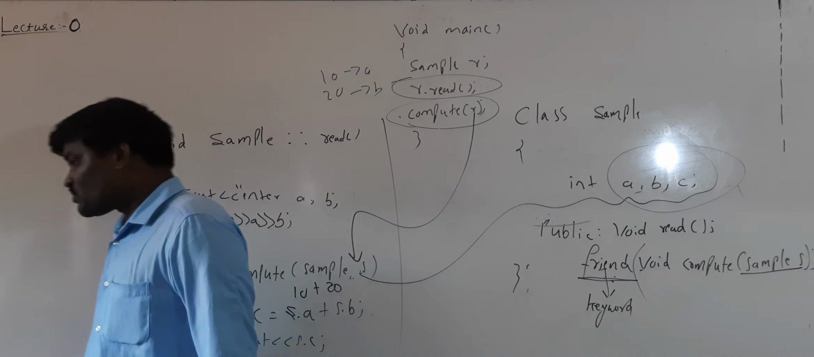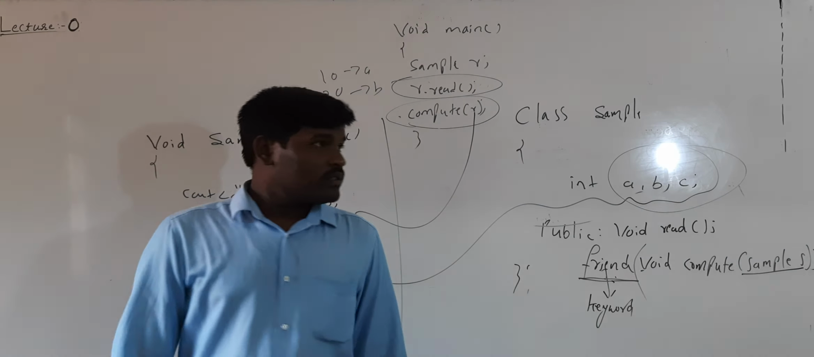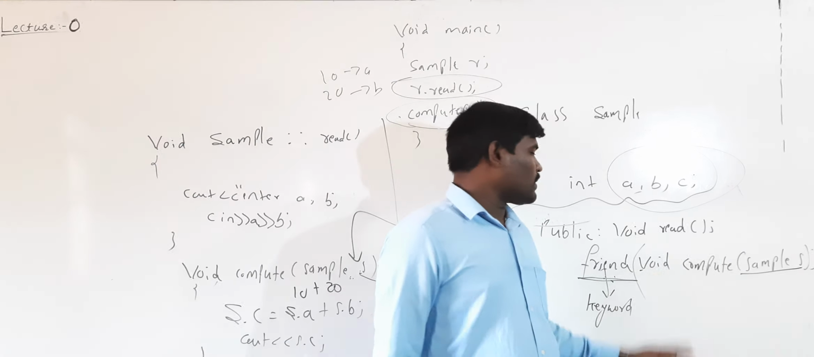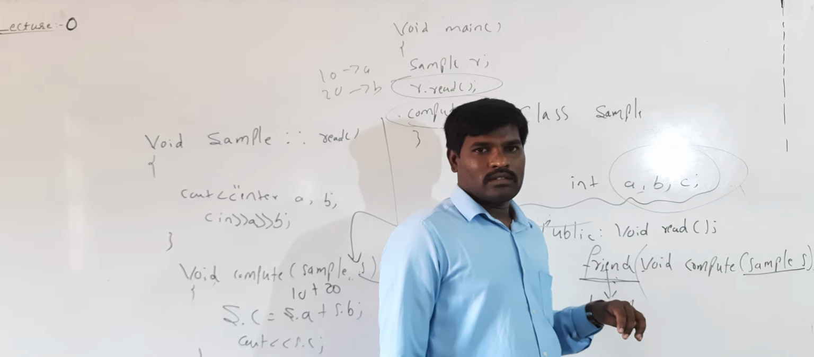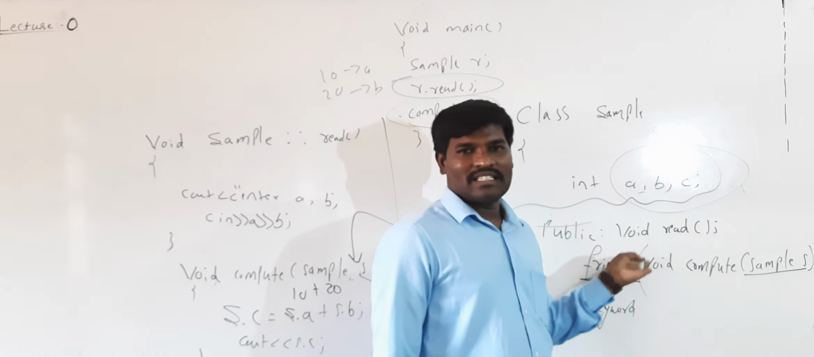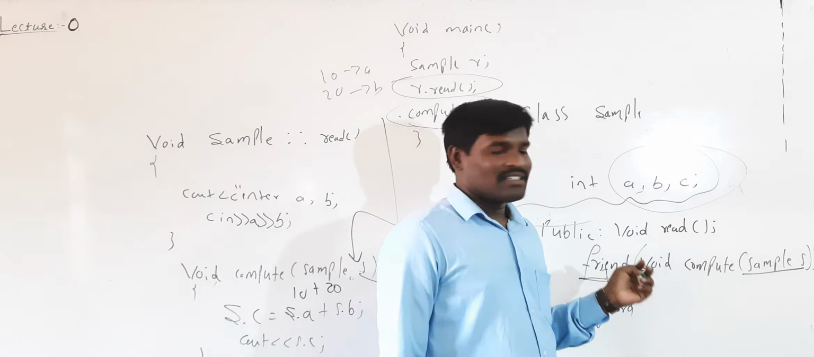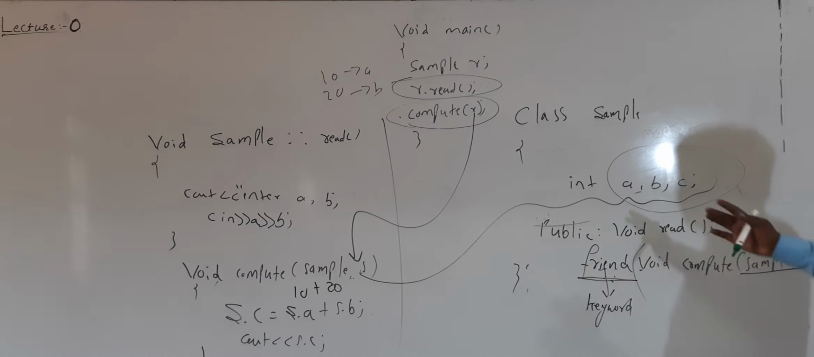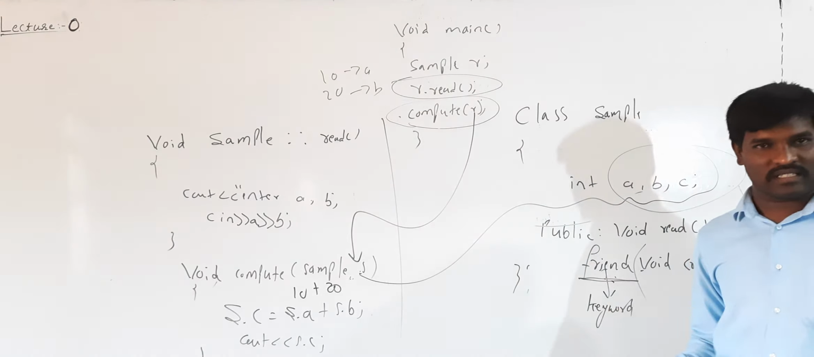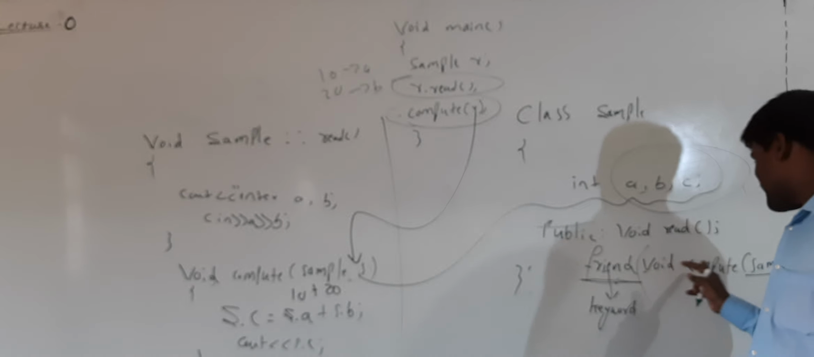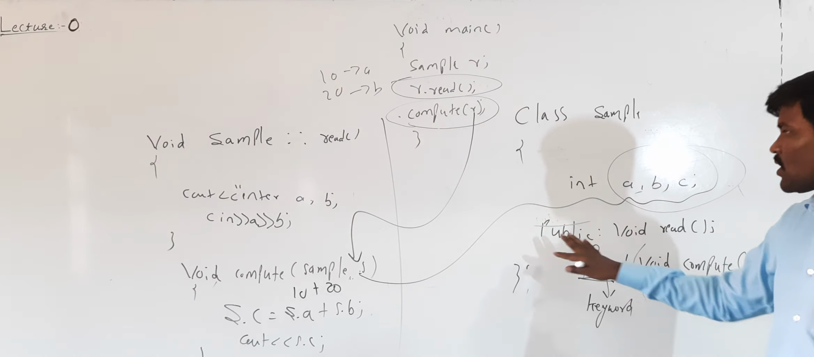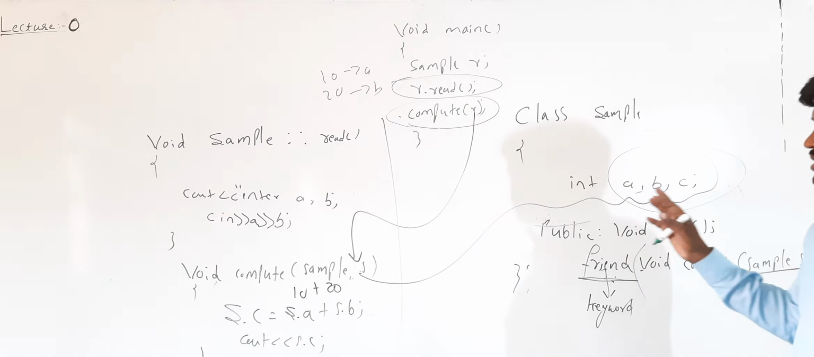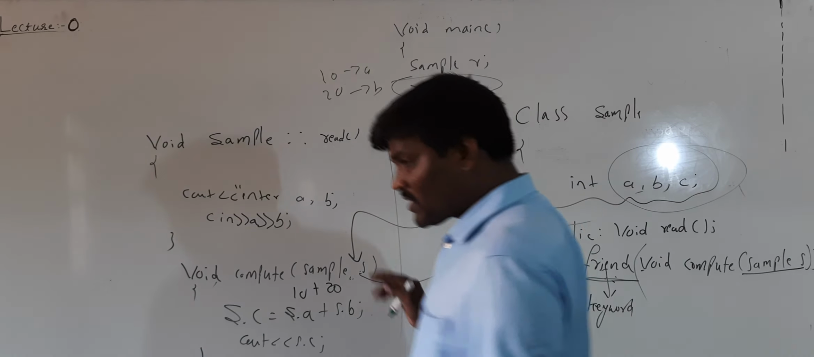Another one is friend function can be defined in the public section of the class, or it can be defined in any one of the sections. It will not affect the other members. If I mention friend void compute in the public section, it will not affect the other members. Okay, so these five are the characteristics of friend function.